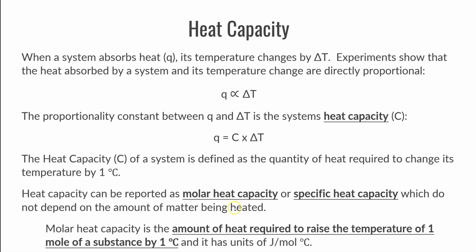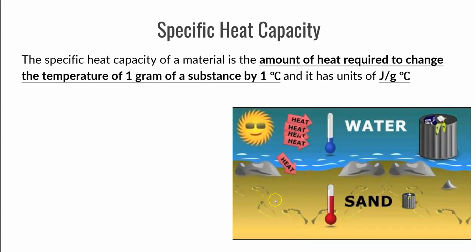Molar heat capacity is the amount of heat required to raise the temperature of 1 mole of a substance by 1 degree, and it has units of joules per mole times degree Celsius. So let's talk about specific heat capacity. The specific heat capacity of a material is the amount of heat required to change the temperature of 1 gram of a substance by 1 degree, and its units are joules per gram times degree Celsius.